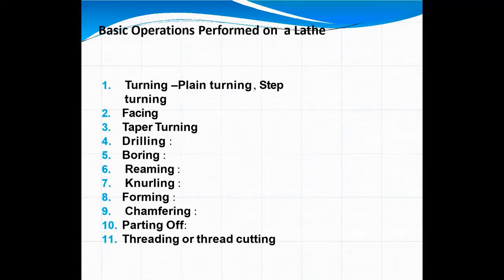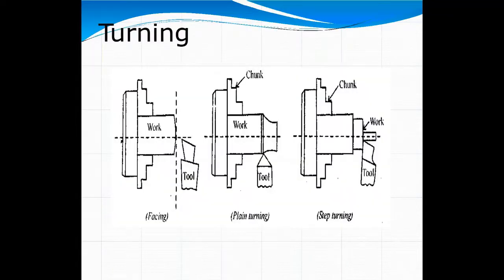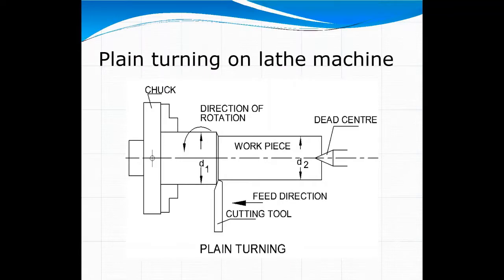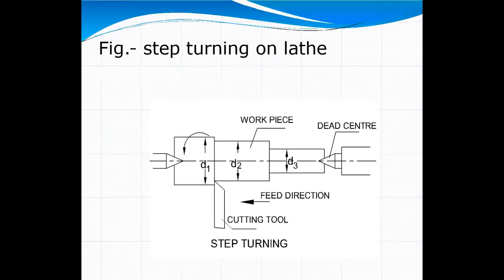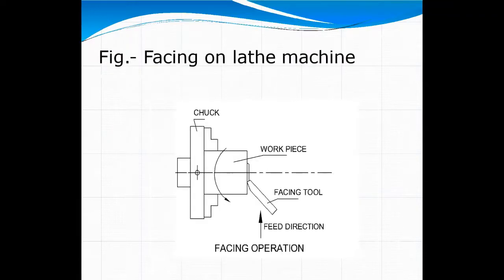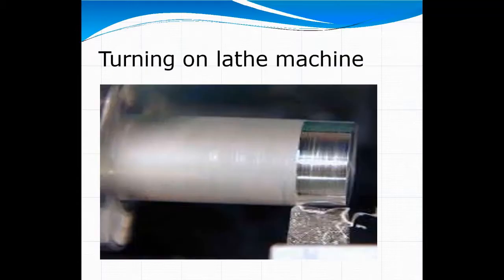Classification of lathe: engine lathe, turret lathe, special purpose machine lathe such as capstan lathe. Basic performance operation on the lathe is turning, plain turning, step turning. So turning is the operation reducing the length. Plain turning on lathe machine. So the diagram indicates the step turning. Each diameter is for in a simple machining operation. There are so many dias.